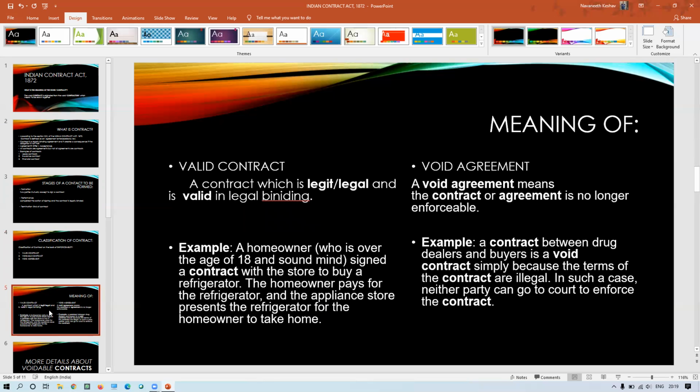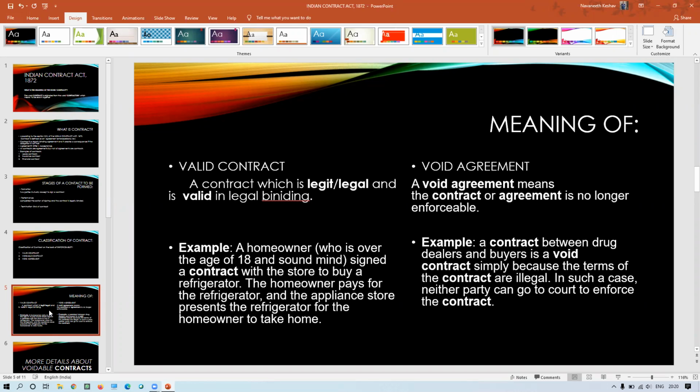First, why do we say void agreement and not void contract? A contract can never be void. That is the basic thing. A valid contract holds some value in the eyes of law, which means a contract which is legit or legal. Legit means it holds some value in the eyes of law. It is valid in legal binding. What does legal binding mean? It means it holds some value in the eyes of law.